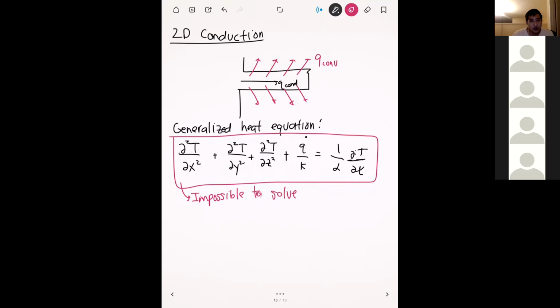But what we can do is a simplified version of this, or basically an approximation for certain specific shapes.